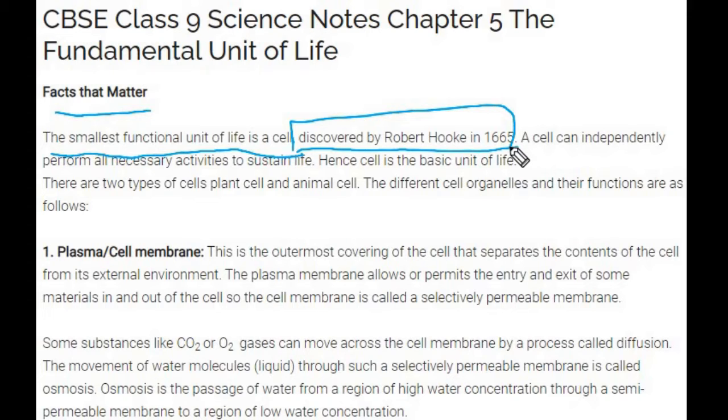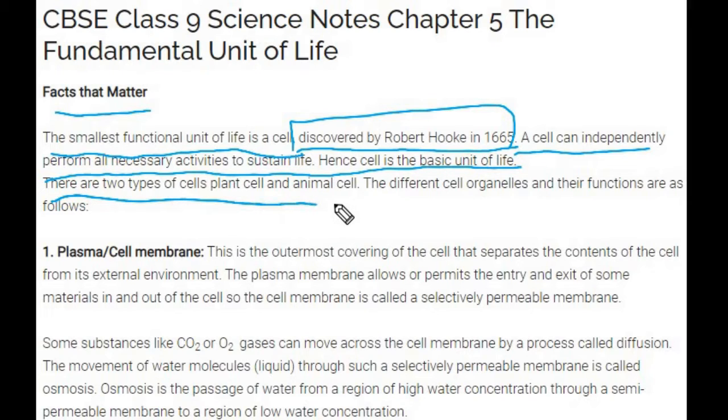Robert Hooke was the scientist who discovered the cell in the year 1665, and he observed the dead cells in a cork. A cell can independently perform all necessary activities to sustain life. Hence, cell is the basic unit of life. It is the smallest living thing to be found till now, so it is known as the cell. There are two types of cells, that is plant cell and animal cell. The different cell organelles and their function are as follows.